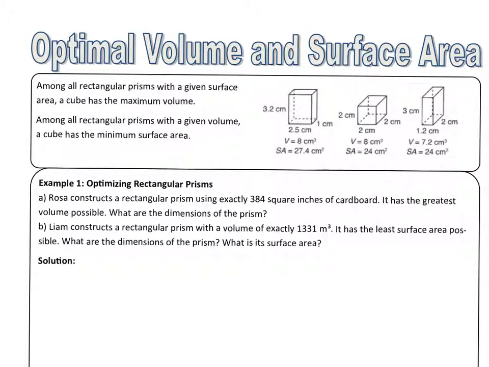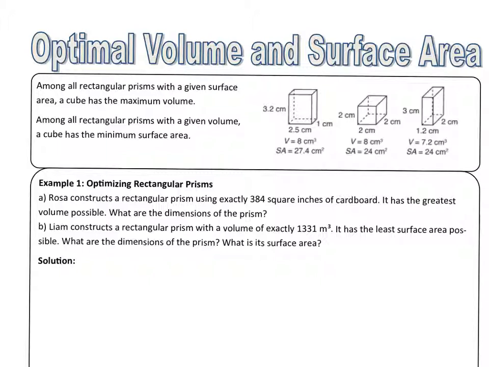Hey guys, so today's lesson is about optimal volume and surface area, and it's really similar to what we were looking at in terms of optimal perimeter and area. It's just that now we're in the 3D sense, and just like it was a square for area and perimeter, this time we're just going to make that square a 3D and it becomes a cube.